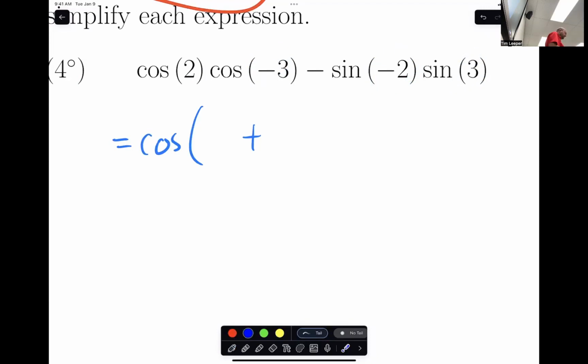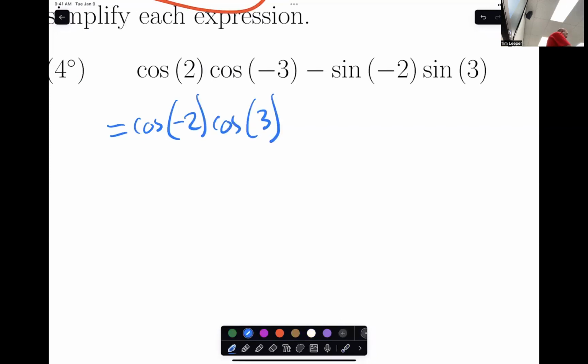Here's the nice thing. I can move these around. First of all, I can introduce or get rid of negatives because of cosine. So just to make these the same, I'm going to introduce a negative sign here for the 2, and I'm going to take away that negative sign here, just because I want to. Why can I do that? Well, because cosine is even. And over here, I'm just going to keep those the same. Sine of -2, sine of 3.